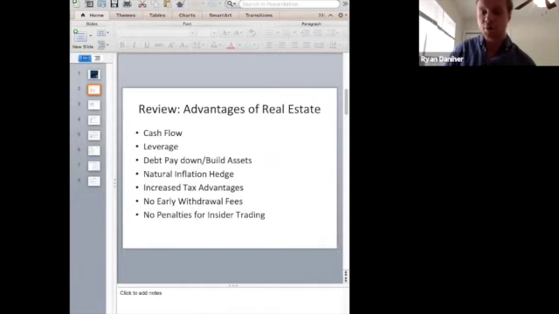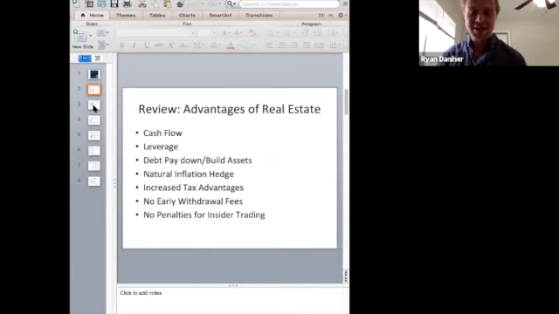There are no early withdrawal fees for your money like there are in retirement accounts. So that's really important to just remember. You can sell a property whenever you want without taking a withdrawal fee, such as in a 401k. There are also no penalties for insider trading. So that's great for real estate agents.